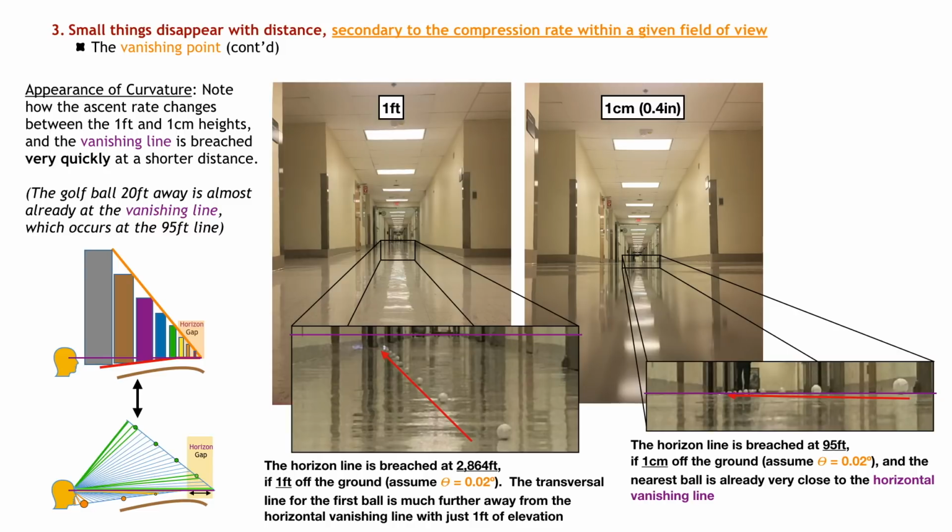So you can see where the start of the red arrow starts. There's quite a big distance that still has to be compressed in order for me to get anywhere near that purple line, because that lower horizon is 2,864 feet away, well beyond, that's a half mile, right? So that's well beyond how long this corridor is, which is only about 400 feet. Now I go down to 1 centimeter, and the horizon line is breached at 95 feet away. Okay, it doesn't even reach the end of the corridor, which is 400 feet away.